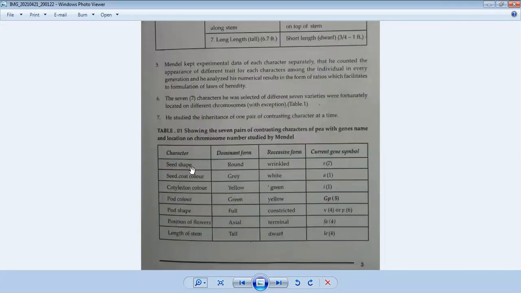Then 7 contrasting characters: seed shape, seed color, then cotyledon color, then pod color, pod shape, position of the flower, length of the stem. Seed shape round, and opposite is wrinkle. Means dominant character is round and recessive character is wrinkle. Current gene symbol, it is indicated as R. It is a position of that particular gene on the chromosome. Seed coat color gray, and recessive is white. Then cotyledon color yellow, and here is green. Pod color, that is green and yellow. Pod shape full and constricted. Position of flower, axial and terminal, length of the stem, that is the height of the stem, tall and dwarf.